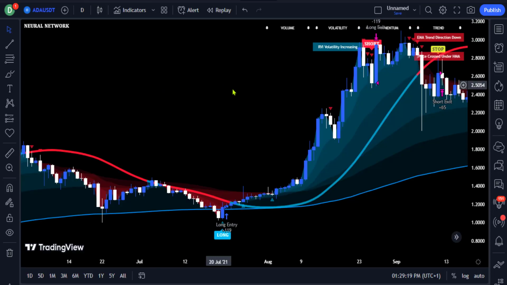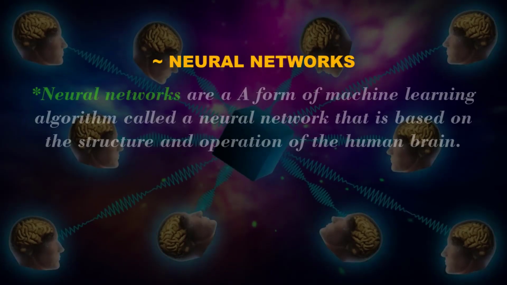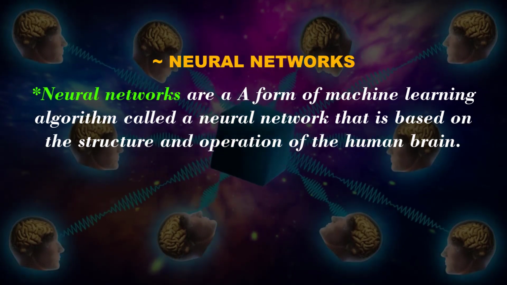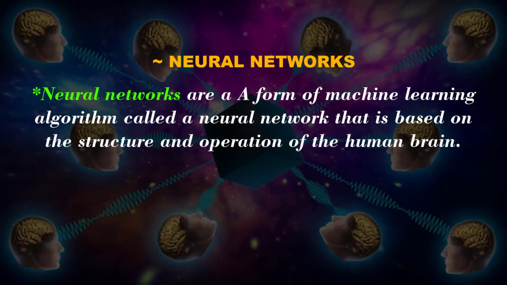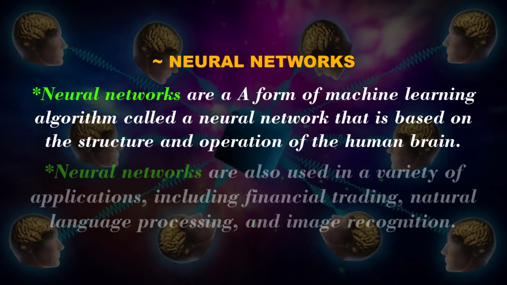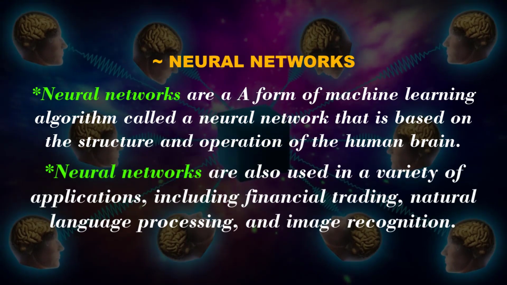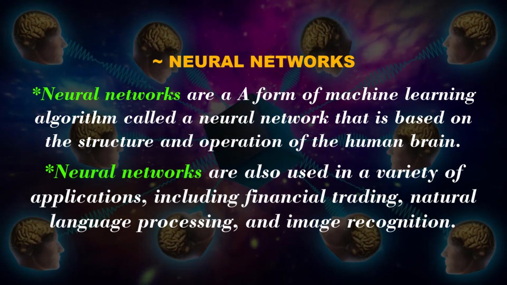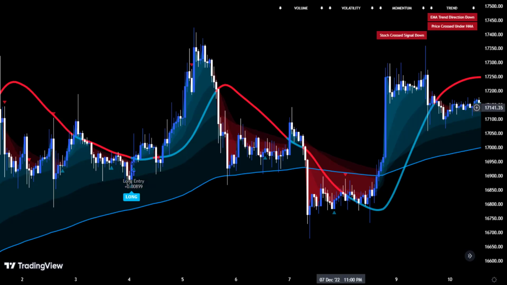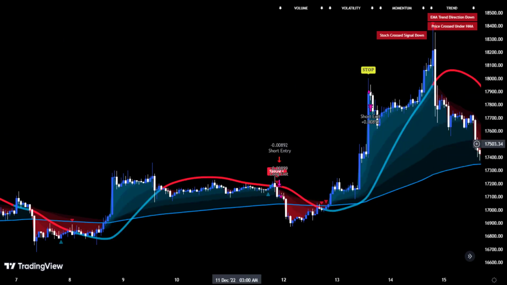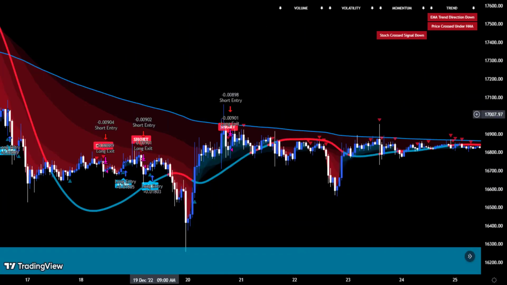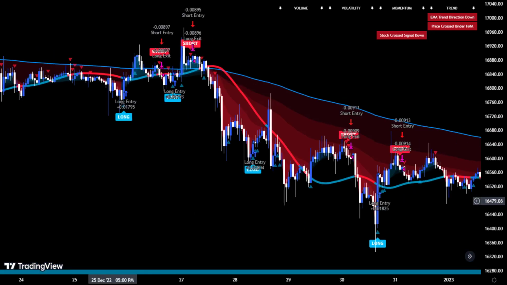Now if you don't know what neural networks are: a neural network is a form of machine learning algorithm that is based on the structure and operation of the human brain. They are used in a variety of applications, including financial trading, natural language processing, and image recognition. They can be used as a technical indicator by training them on historical data and then using them to make predictions about future market movements.